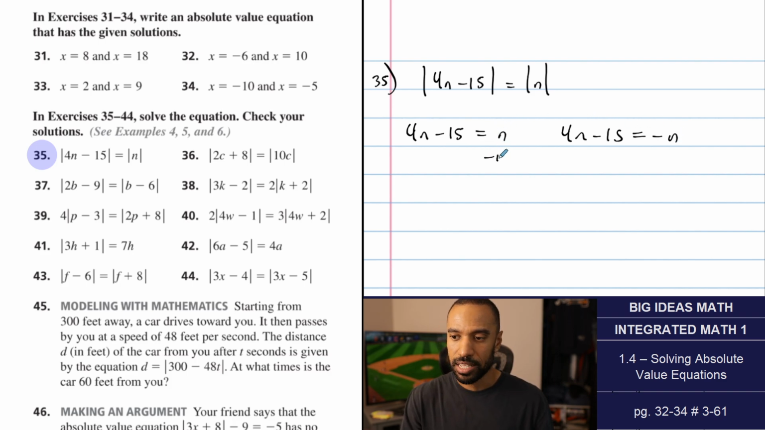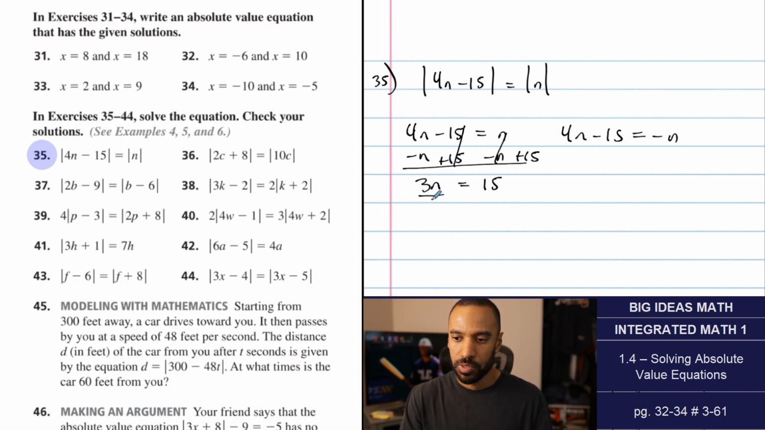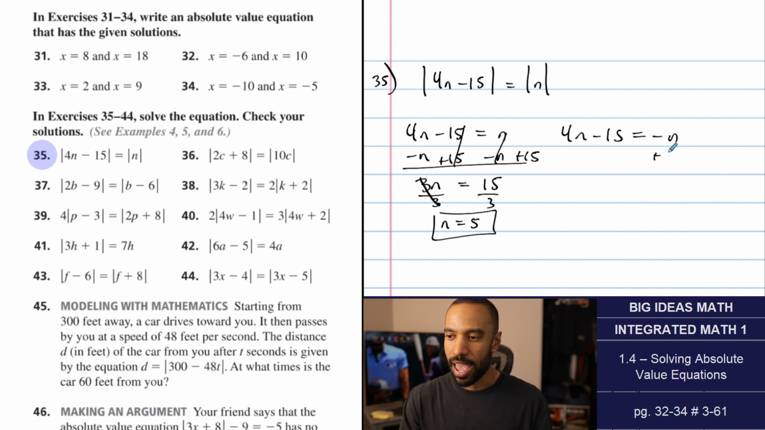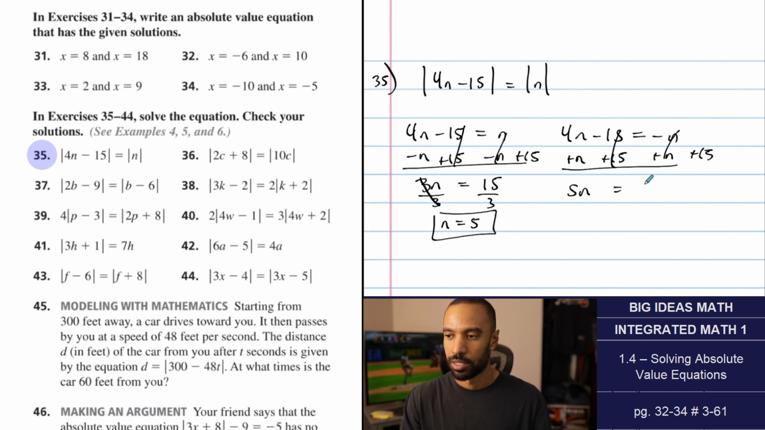Now I'm going to subtract n from both sides here, but in doing so I should also add 15 to both sides. Same step. Subtract n, I get 3n, add 15, I get 15. Divide both sides by 3, we'll get n equals 5. On this one, if I add n to both sides, same effect, only this time it's addition, and I add 15 over here. Now 5n equals 15. Divide both sides by 5, you'll get n equals 3.